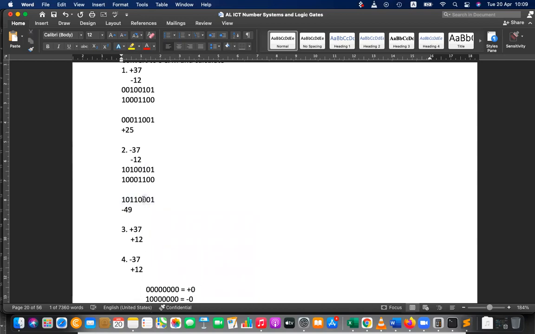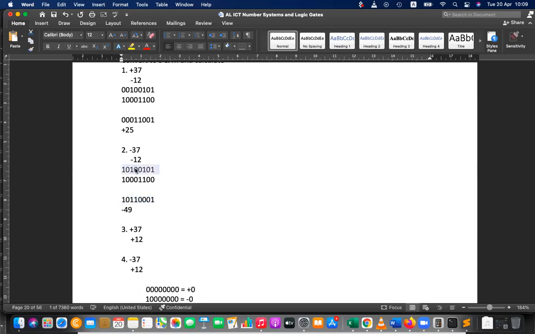2 means 1 0. Remaining 1. 1 plus 1 is 2. 2 means 1 0. Again, remaining 1. That 1 will come here. Then this 1 plus 0 will be 1. So this is the answer of addition. So minus 37 is 1 1 0 1 1 0 1 0, right?